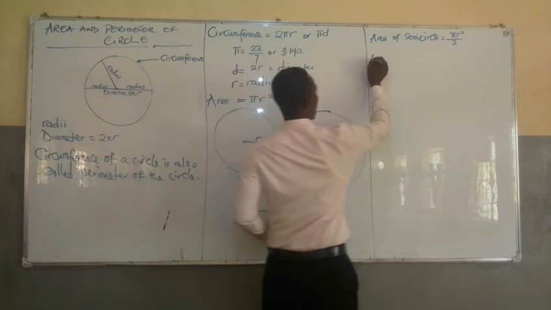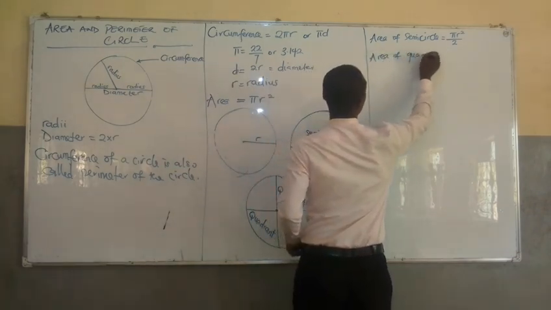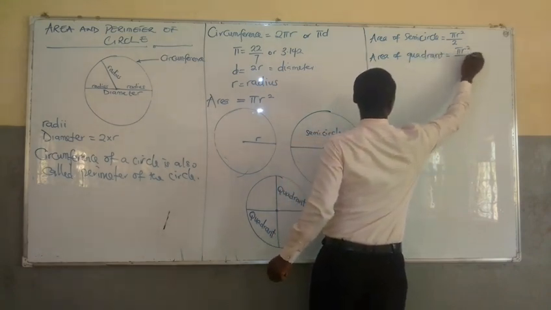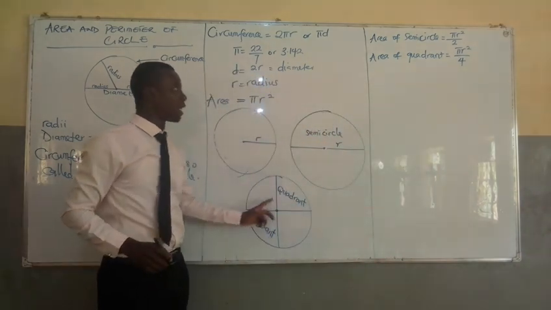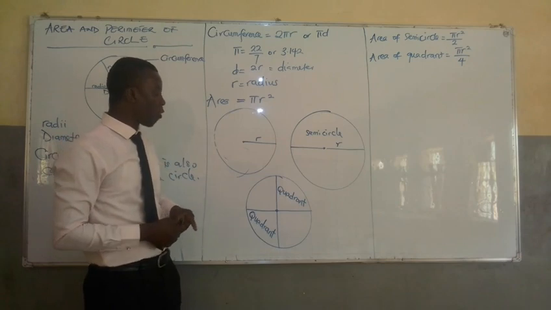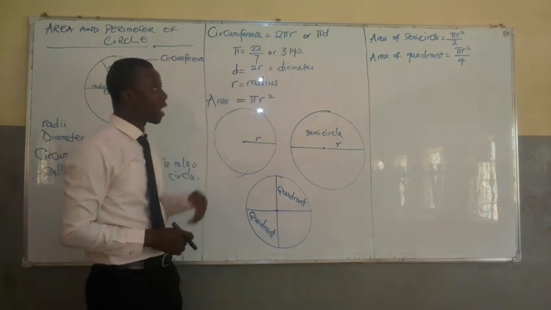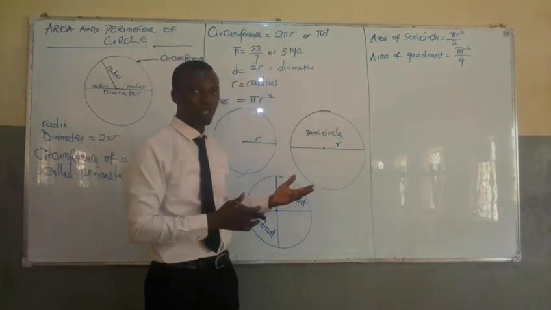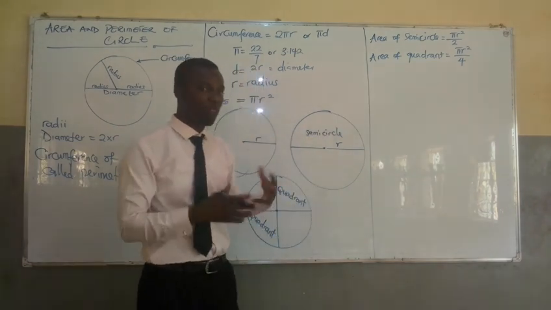How about the area of a quadrant? The area of a quadrant will be pi r squared divided by 4. Look at it, I'm dividing it by 4. That gives me the area of a quadrant. Now don't forget, the area of a circle is pi r squared. The area of a semicircle is pi r squared divided by 2. The area of a quadrant is pi r squared divided by 4.